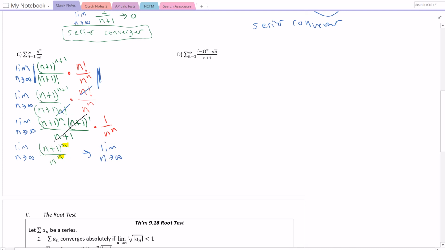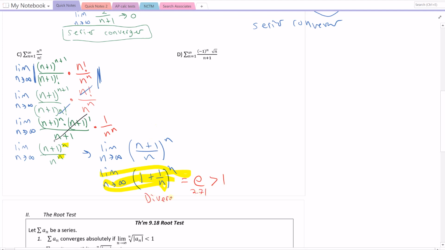We could write this as, since they both have the same exponent, one single number to the exponent, which could also be written as, simplify this fraction, right? n over n is 1, plus 1 over n, to the n. And hopefully you're starting to recognize this guy every time it appears. They love just throwing it in there. This is actually the definition of e, which is greater than 1, right? It's 2.71 something. So this series diverges, right? The ratio test shows that it diverges. All right, next one.